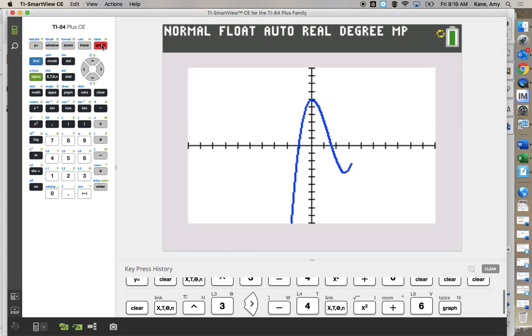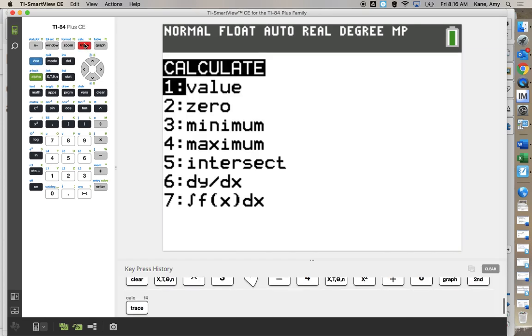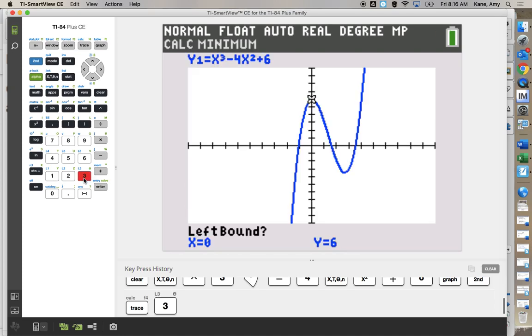So if you graph x cubed minus 4x squared plus 6, we have a max and we have a min. Max is the highest point, the min is the lowest point of the curve. If you hit second and the trace button, which is also the calculate feature, and hit number 3, we're going to find the minimum value.